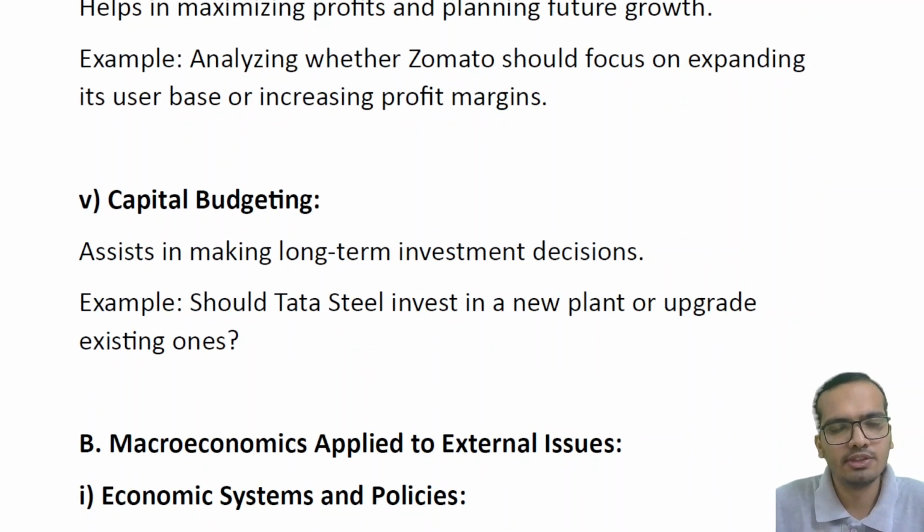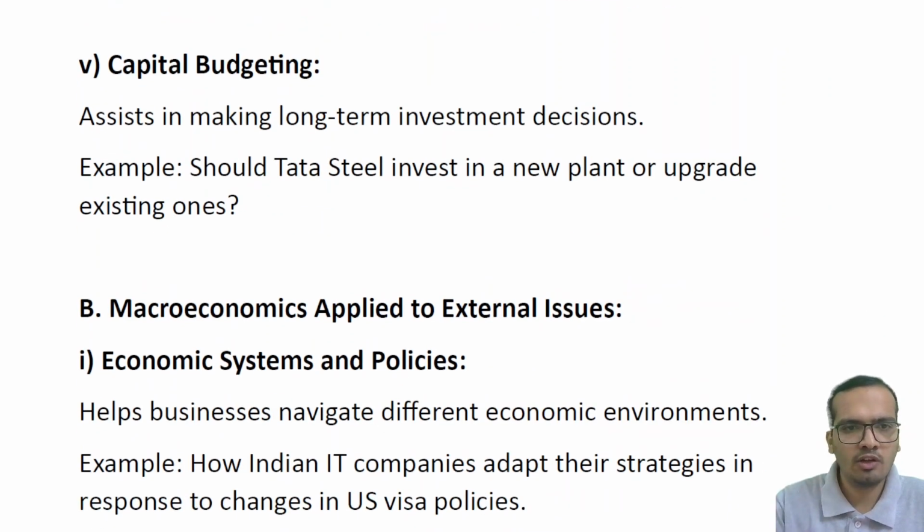Fifth is capital budgeting, which assists in making long-term investment decisions. Example, should Tata Steel invest in a new plant or upgrade its existing one? These are all decisions taken with the help of business economics.